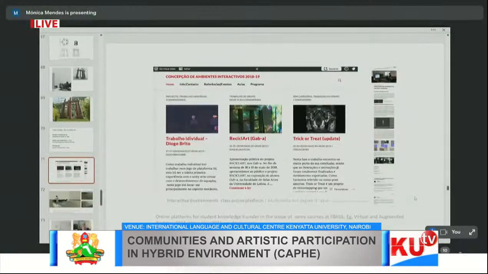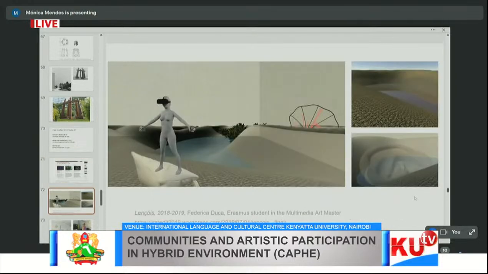The idea is to work with open platforms like the WordPress blog, where the students are co-authors, so they share the work during the semester. They can comment on each other's projects. They can also have access to the other classes' projects and the previous year. So this way, the next year they build on that. So for each class there is a project.